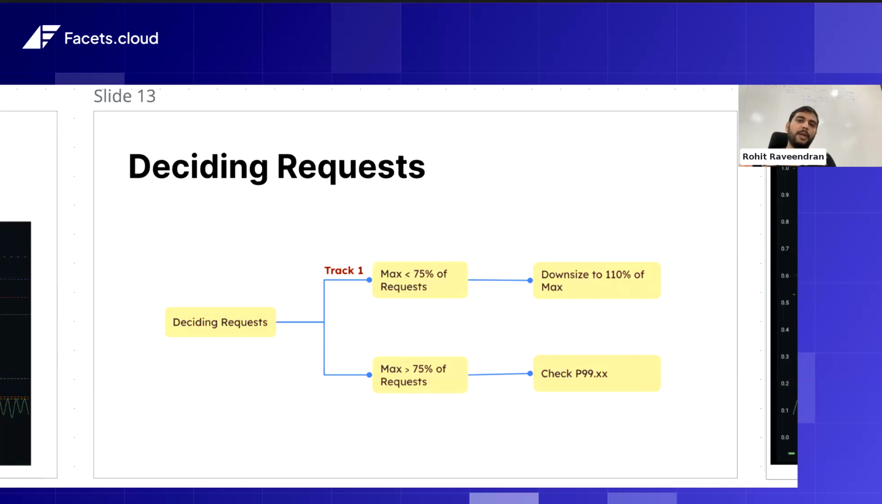I've taken an arbitrary number of 75. This is one of those tuning parameters. We'll get to it. But for now, if there is an application whose absolute max has been less than 75% of your request, that means you are oversized. You are horribly oversized. You need to backtrack and set the sizing to the max with a buffer of 10%. You would set it to 110% of the max value, right?